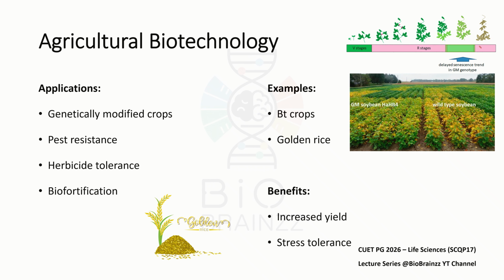Agricultural biotechnology improves crop productivity through genetic engineering. Traits such as pest resistance, herbicide tolerance, and enhanced nutritional content can be introduced. Examples include Bt crops and vitamin-enriched golden rice. These innovations improve food security.